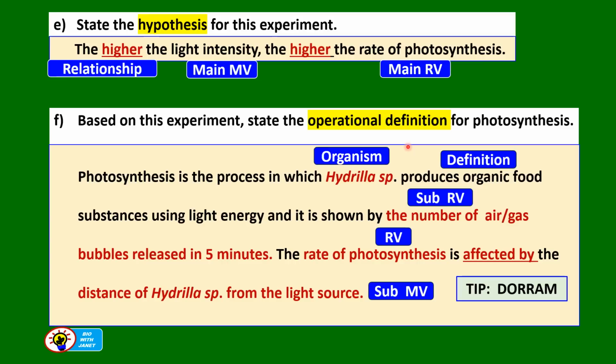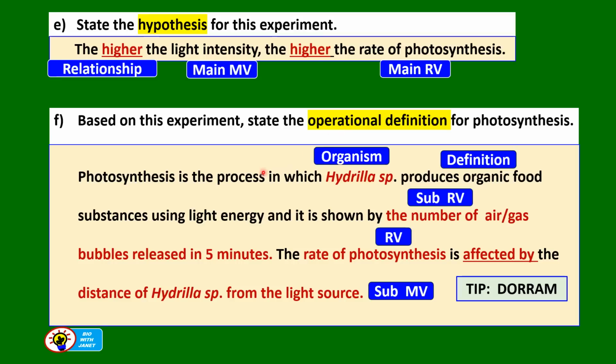Now, based on this experiment, so remember, for the hypothesis, try to write the main MV and main RV. Now, based on this experiment, state the operational definition for photosynthesis. So remember, operational definition is the definition that is obtained from the experiment, related to the experiment. And our memory tip is DORRAM, D-O-R-R-A-M. Now you can pause the video and try to write your definition. Don't look at your phone for a while and try to think of your operational definition for photosynthesis.